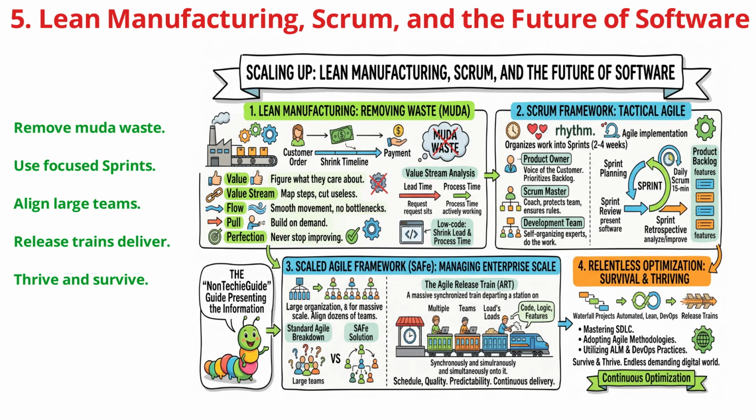But to manage enterprises with thousands of developers, standard Agile breaks down. That's why we scale up using the Scaled Agile framework, aligning hundreds of Scrum teams onto an Agile release train. These passenger teams depart on strict schedules, delivering massive solutions predictably, continuously, and with high quality. This journey of relentless optimization ensures organizations not only survive, but thrive in our demanding digital world.